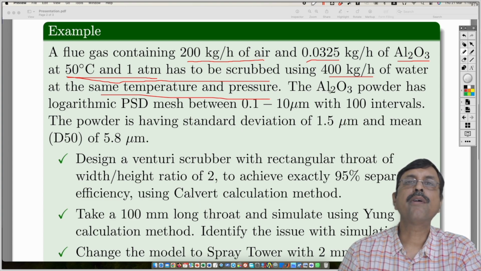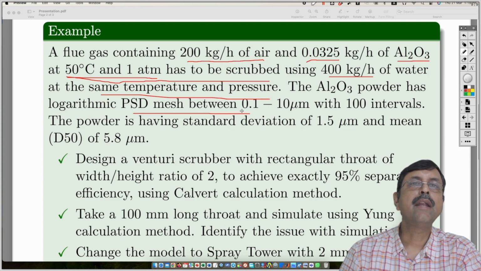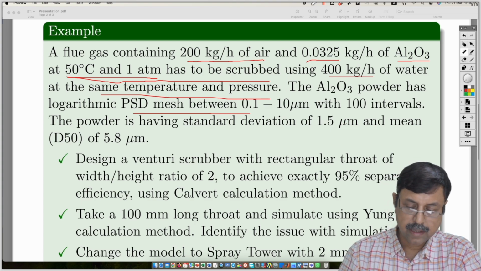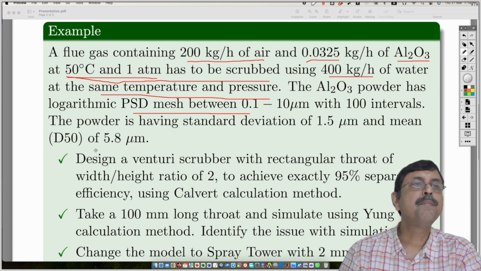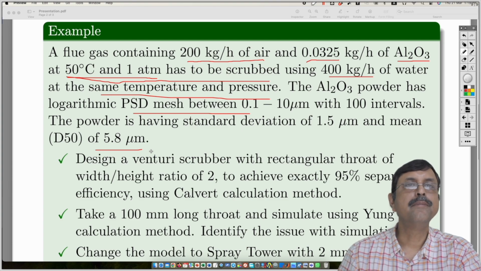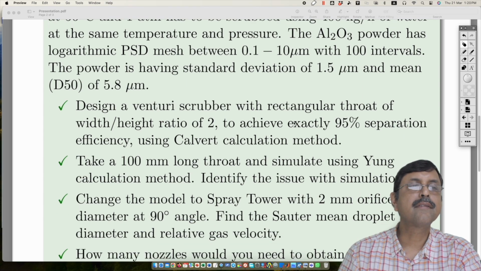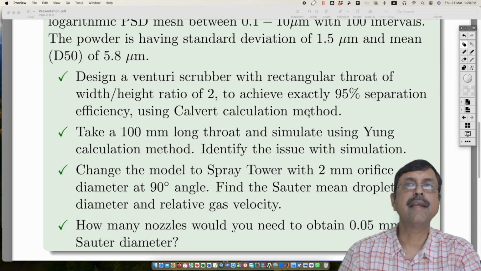The aluminium oxide powder has logarithmic PSD mesh between 0.1 to 10 micron with 100 intervals. The powder is having standard deviation of 1.5 micron and mean of 5.8 micron. So this is the problem statement, and we have to perform these 4 tasks.